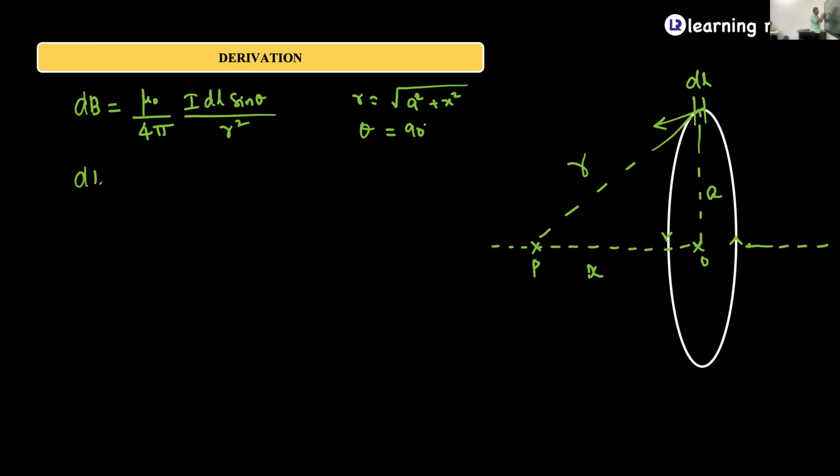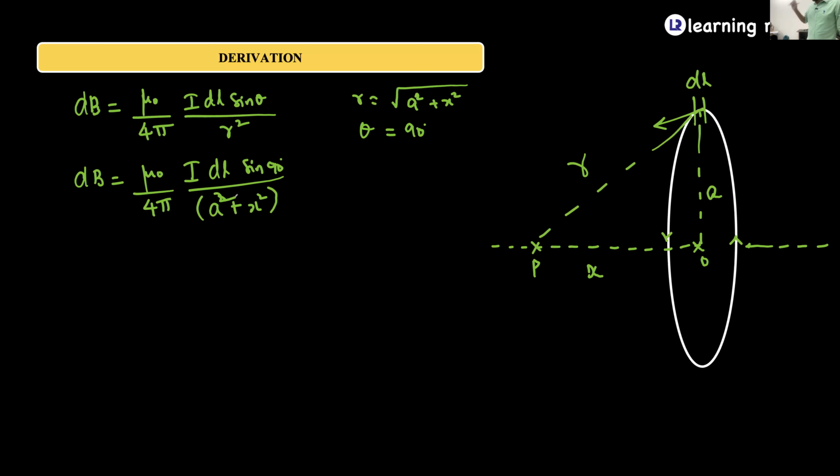Then what will be the value of dB? dB will be equal to mu naught divided by 4 pi into I is I only, dL is dL only, sine of how much should I write? Sine 90, the whole divided by R square. R square is A square plus X square. Clear with that? No, root of A square plus X square, the whole square. So square root and square get cancelled.